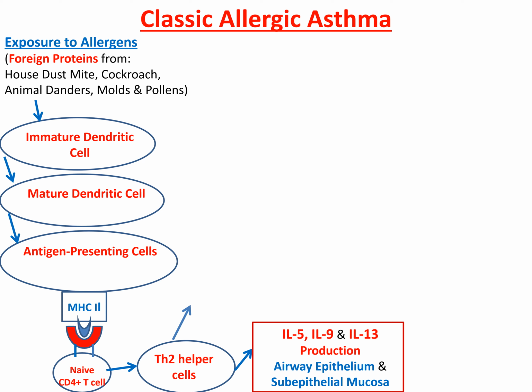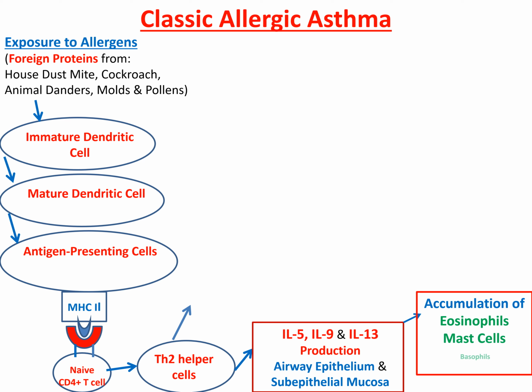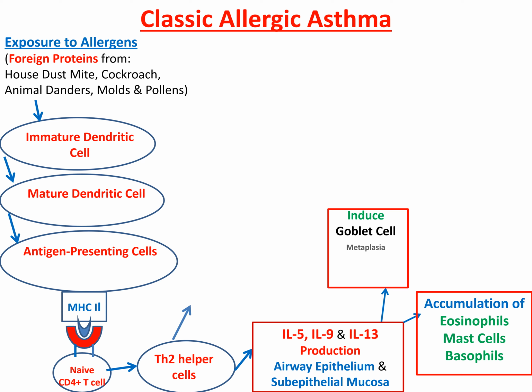They will be producing them in the airway epithelium and also in the subepithelial mucosa. And that will be leading to accumulation of specific white blood cells, eosinophils, basophils, and the mast cells. The other function will be to induce goblet cell metaplasia and also mucus production.